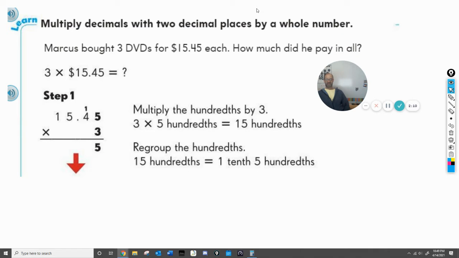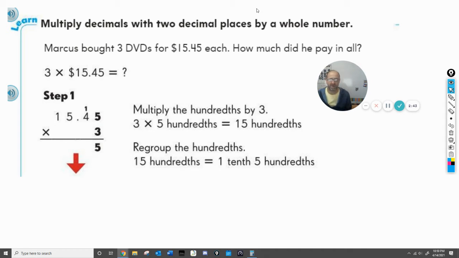Okay, it says our goal is to multiply decimals with 2 decimal places by a whole number, and these are supposed to be real world problems, but how are you going to do a real world problem if you're not buying DVDs anymore? Everybody's streaming now, right? Well, anyway, let's go in the Wayback Machine and talk about Marcus buying his 3 DVDs. They were these plastic discs that had movies on them. Mind-blowing. And he paid $15.45 each, and that was actually cheap. How much did he pay in all? You do 3 times $15.45.